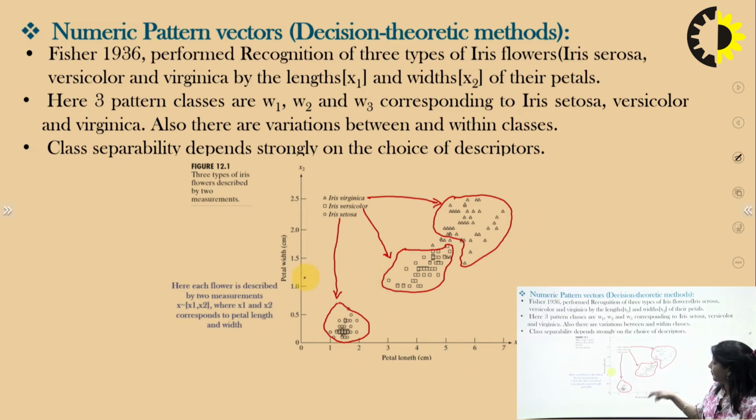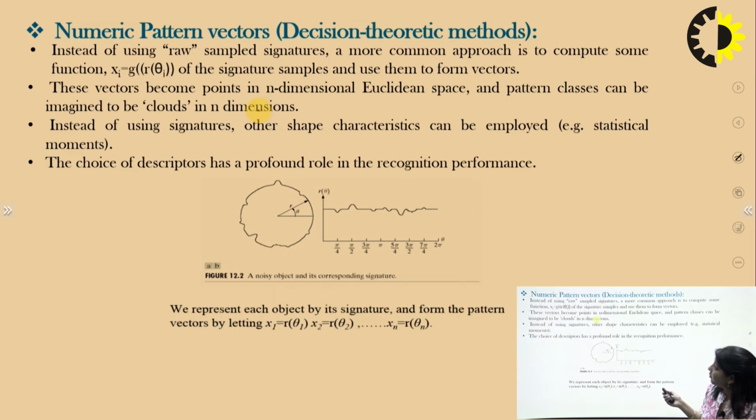So these are the separators. First class is there, second class is there, third class is there. So we can find the Euclidean distance between these three classes, and the classes can be separated. Next is the string signature pattern.